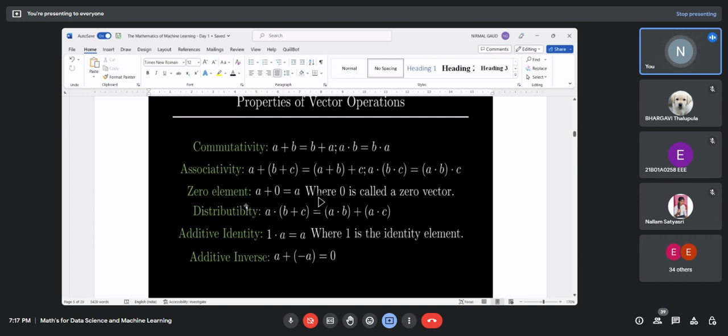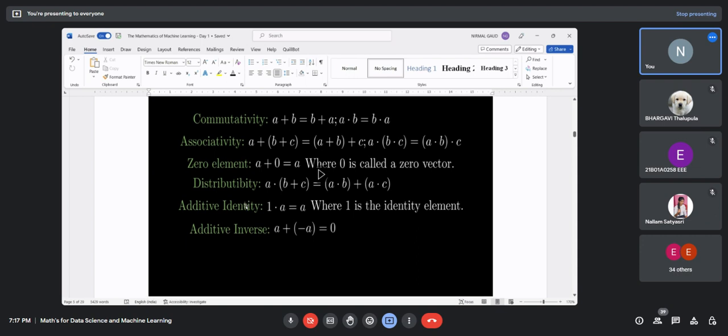Zero element means an identity element. A plus zero is equal to A. So if you add a vector with zero, it gives you the same vector. And if you multiply a vector with one, it will also give you the same vector. All right. Distributive property: a dot (b plus c) will be equal to a dot b plus a dot c. This is distributive in nature. And identity: a into 1 is equal to a. This is identity.